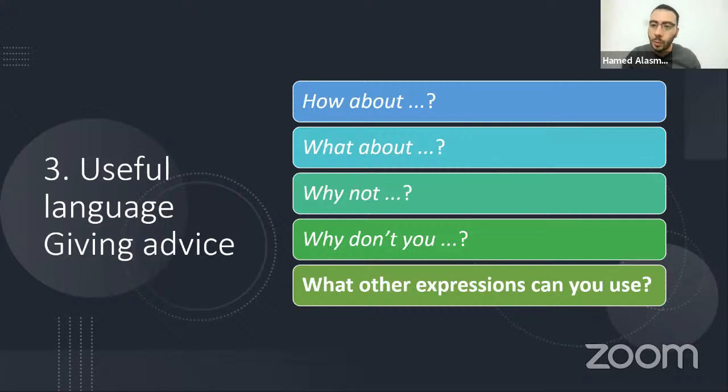And again, this is one thing to consider: involving students in the learning process, not just you giving all the information.